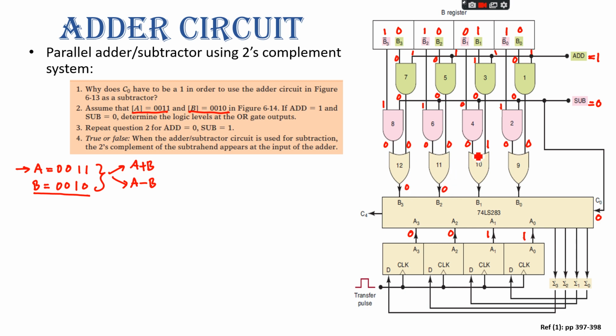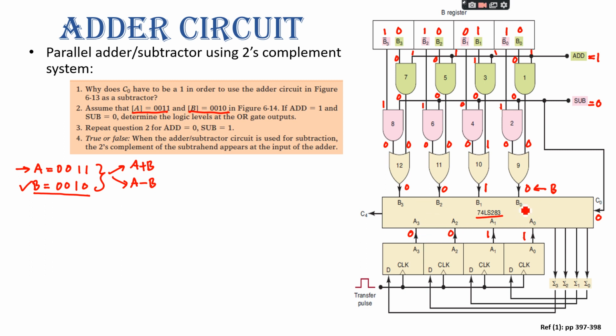So the summary output of this circuit would be 0, then 0 plus 0 gives 0, then 0 plus 1 gives you 1, and 0 plus 0 gives you 0. Can you see this is the exact number given as B, 0010? You are getting my point, right? Yes, sir.